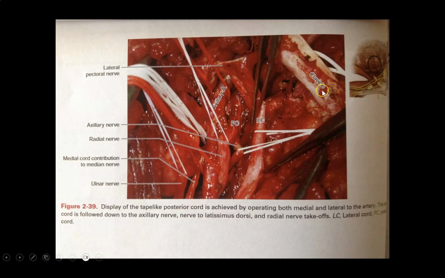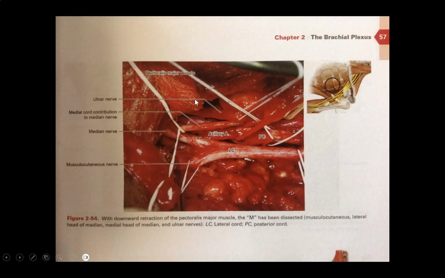Here is the clavicle, and here is the lateral cord, laterally. Here the posterior cord. How can I see the posterior cord? Because I reflected the axillary artery medially. So the posterior cord is posterior to the axillary artery, and the lateral cord is lateral. It's not that apparent here, but it is lateral here.